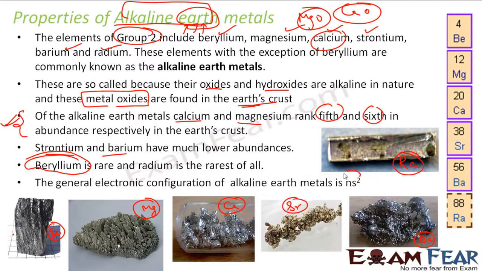And the electronic configuration in this case is ns2, right? You see the ns2. This is all about alkaline earth metals. This is just a bird's eye view of alkali and alkaline earth metals. We'll discuss these things in detail in the next few slides.